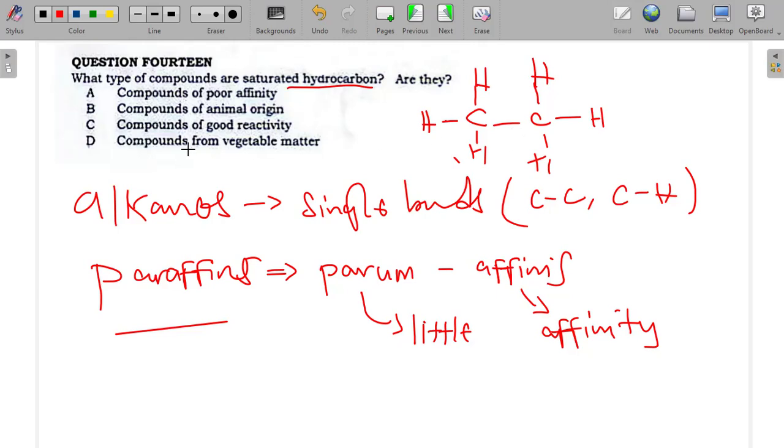So if I come to my options here now, they're saying what type of compounds are saturated hydrocarbons? They are compounds of poor affinity, little affinity, or no reactivity. That's what we call saturated hydrocarbons. So we choose A as the best answer there.